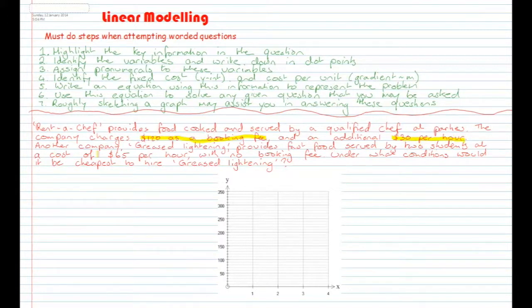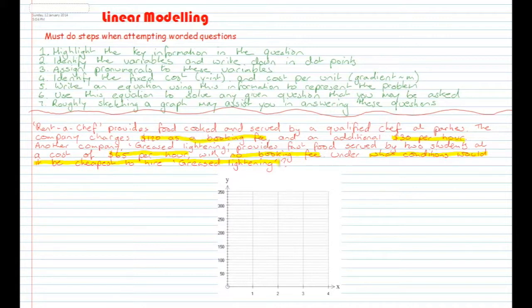Another company, Lightening, provides fast food served by 2 students at a cost of $65 per hour with no booking fee. So that also means basically that there's nothing to start off with. And the question essentially says, under what conditions would it be cheapest to hire Lightening?